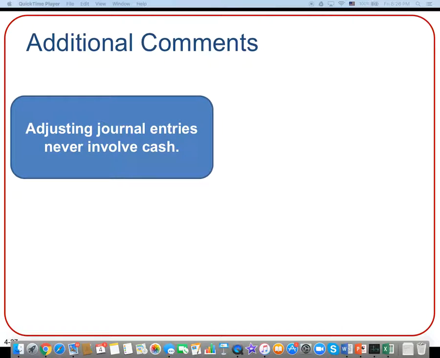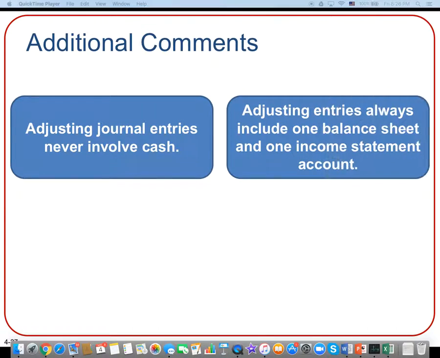Adjusting journal entries never involve cash. When it involves cash, those are just daily recurring transactions, right? When it's an adjustment, they don't involve cash. Adjusting entries always include one balance sheet account and one income statement account. Why is that?